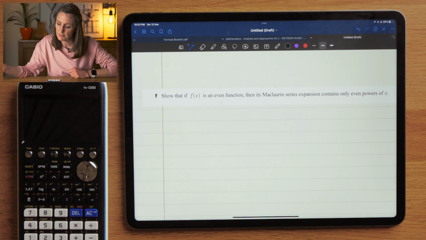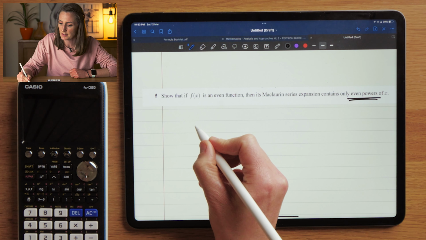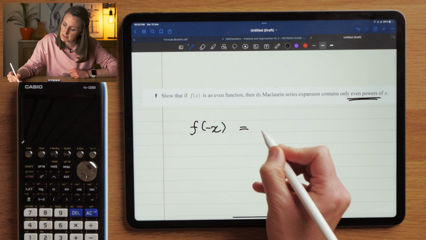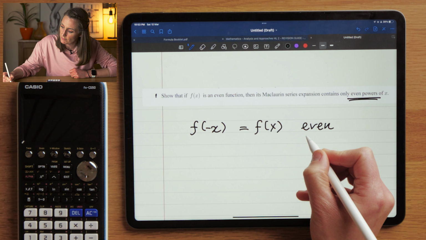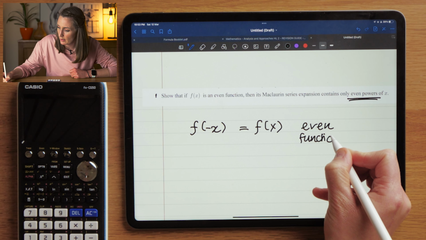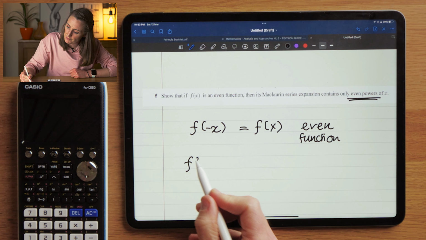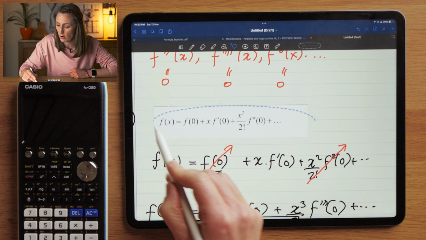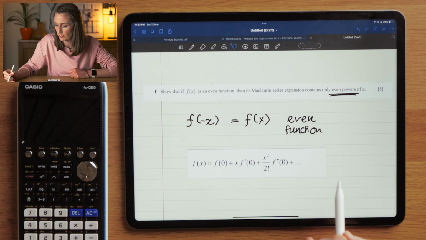If f of x is an even function, then we know its Maclaurin expansion contains only even powers of x. So we've got f of x even, which means that f of minus x is equal to f of x. That's even, okay, even function. Here we're on the first level. So what's going to happen at the first derivative? Because remember, just like before, we need to work out what the Maclaurin expansion is going to be. I'm going to paste this in here from the formula booklet.